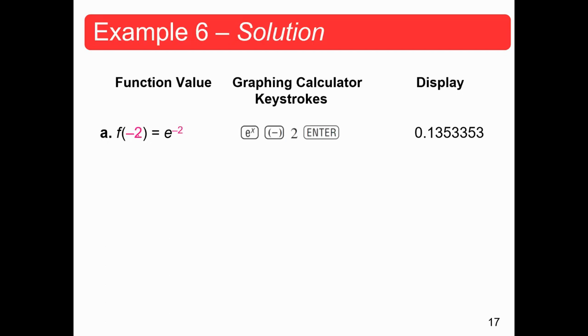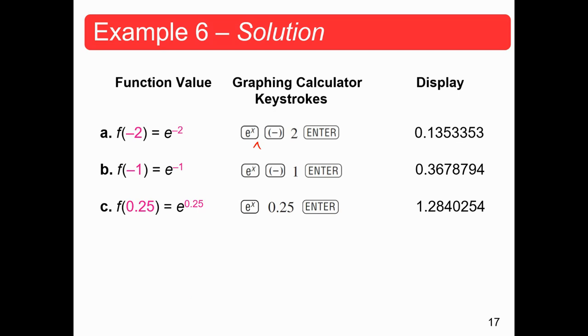If negative 2 is your x value, put e to the power of negative 2. You're going to use the e to the x button that's on your calculator. Usually the e includes that exponent, so you don't have to put in the special hat symbol that you normally would. Here are some other examples of how you would put those in.